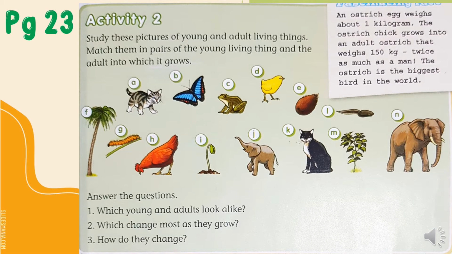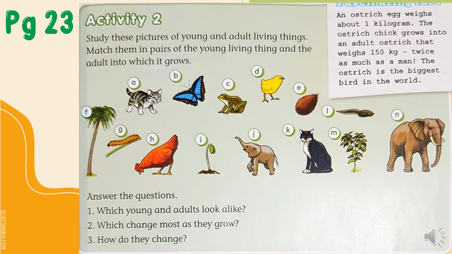Can you all open your pupils book, page 23? We have an activity over here. Before that, there is a fascinating fact mentioned here. An ostrich egg weighs about 1 kilogram. The ostrich grows into an adult ostrich that weighs 150 kilograms. So, see, the egg is only 1 kilogram, but when it grows, it becomes 150 kilograms, and it is twice as much as a man. An ostrich is the biggest bird in the world.